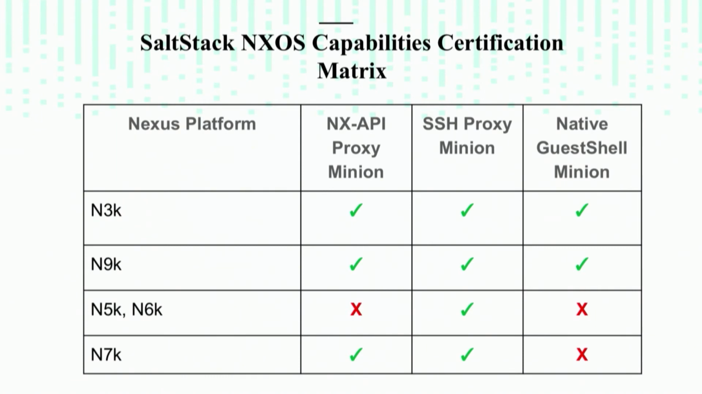5Ks, we support SSH proxy minion. And the N7K, we support NX API and SSH. But I want to hammer home again that all the functionality that's available for all these minions is now combined. That wasn't true until about 3 days ago. So, for what that's worth.